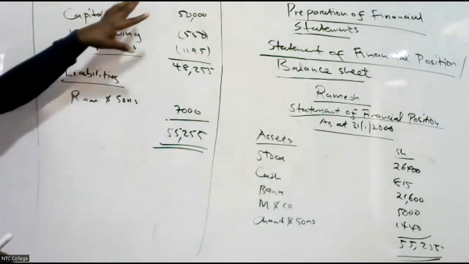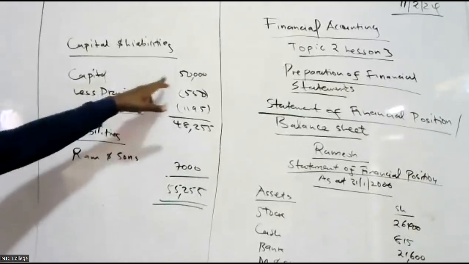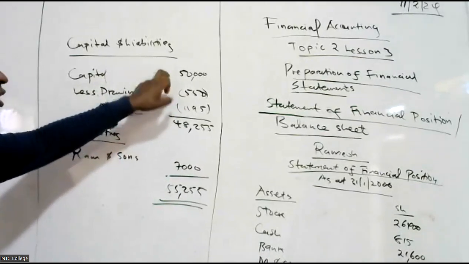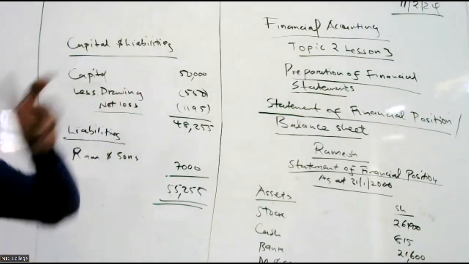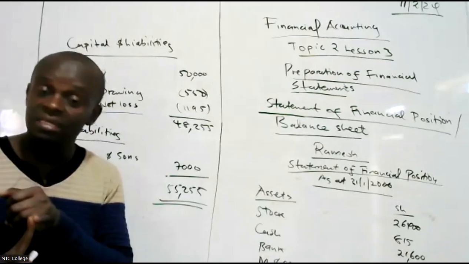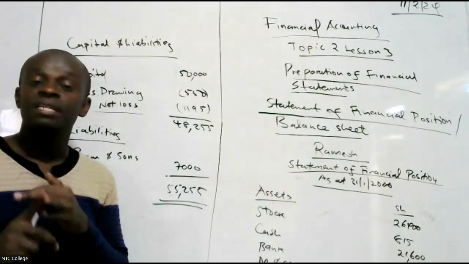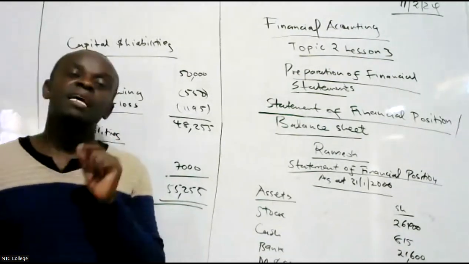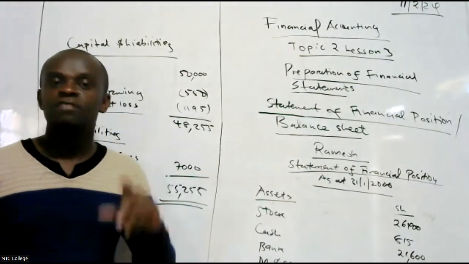This other side was the capital and liability side. We can see capital was 50,000. This is the money that the owners invested in the business. So this will remain, but this capital is affected by two things. Capital is affected by two things. Drawings: drawings is when owners of the business take out money from the business, or take goods from the business for personal use. So anything taken out of the business for personal use, we call it drawings, and we must deduct it from capital.